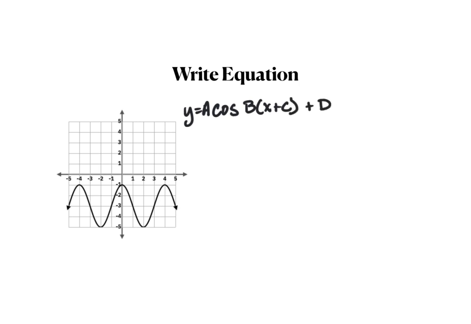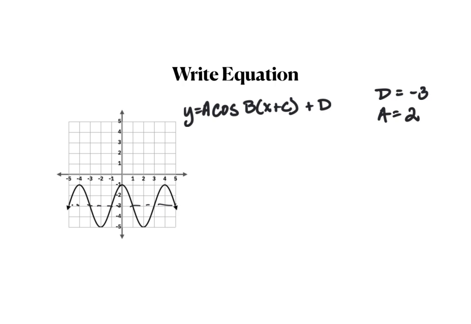So in looking at this, I can see that the x-axis has shifted down 3. So that means my d value is -3. Then looking at it, I can see my relative maximum is 2 above that, and the relative minimum is 2 below that. So my A is going to be 2. That's my amplitude.